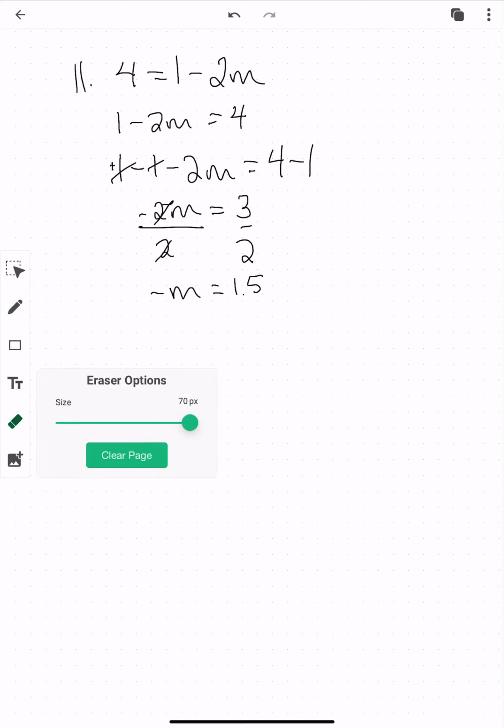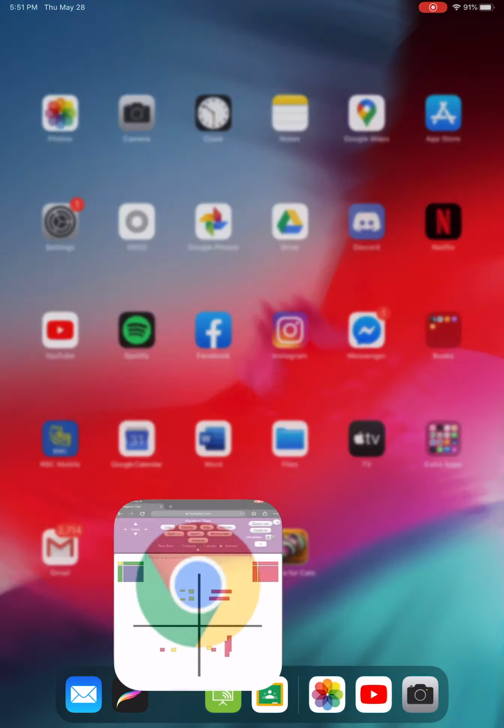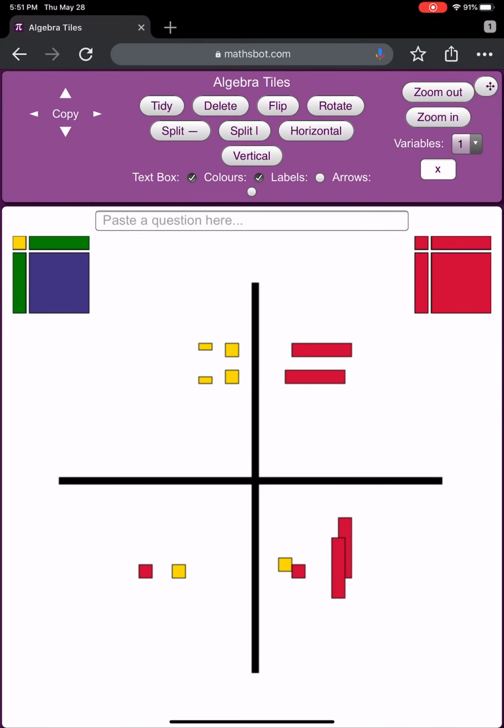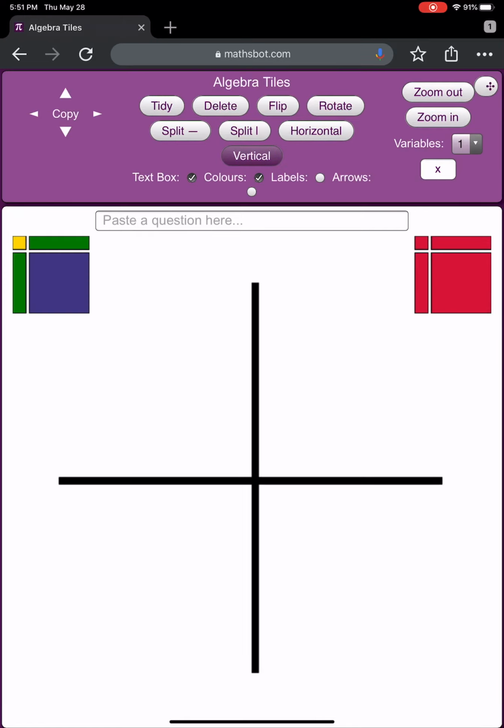Okay, very last question. 12. c plus 1 equals 2c minus 1. Okay. So here's another one that's got these variables on both sides. So c plus 1 equals 2c minus 1. Okay.